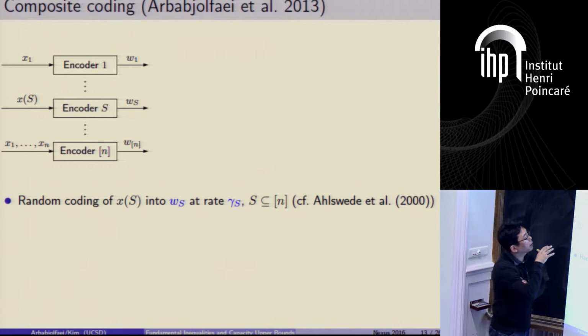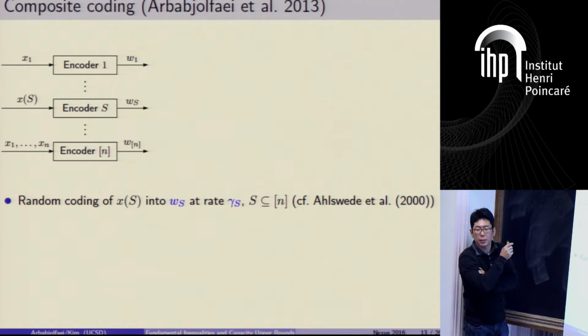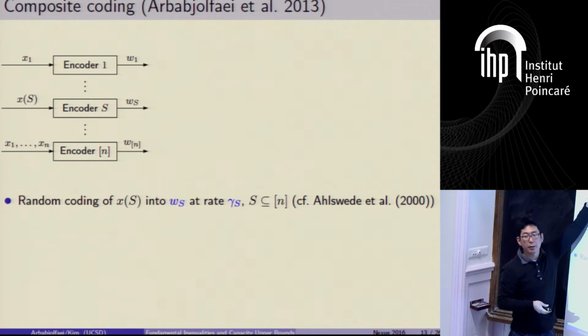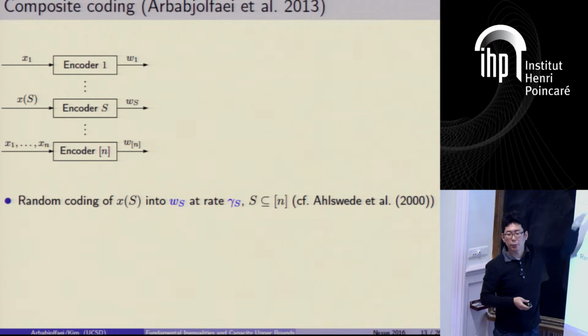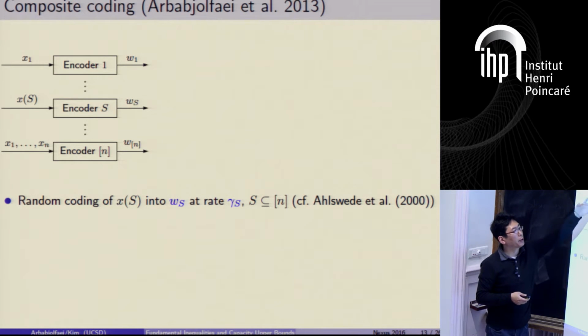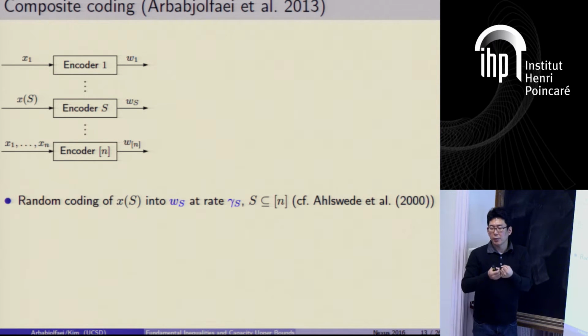So here is how we do it. There are n messages. Then we look at the 2 to the n minus 1 subsets. Per subset, we think of them as separate encoders, and each encoder does a random hashing of its member messages.